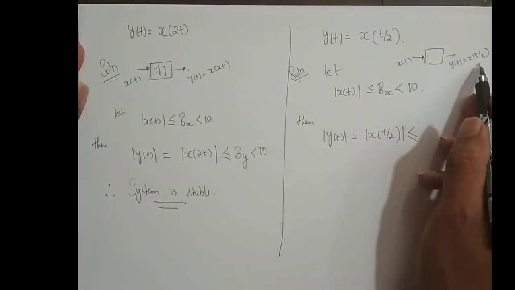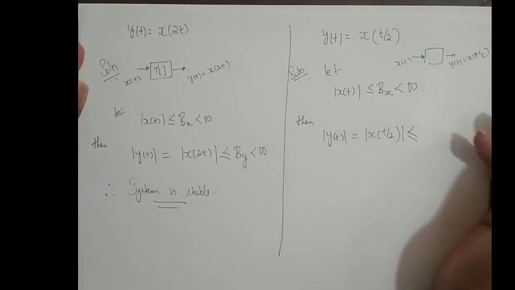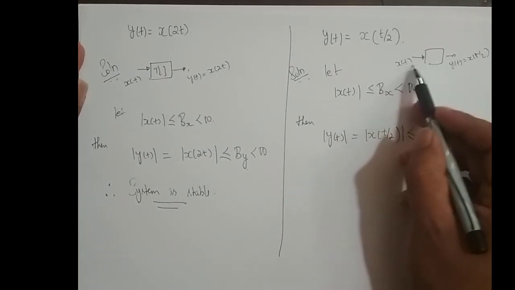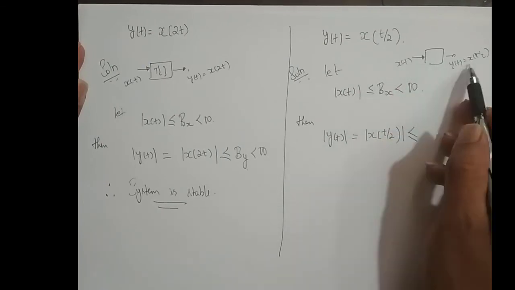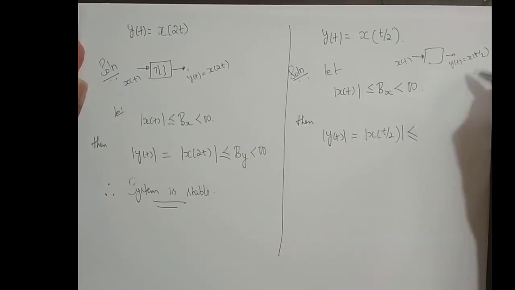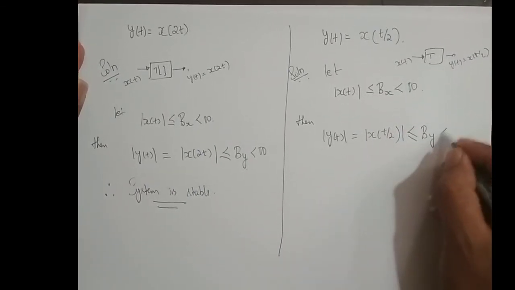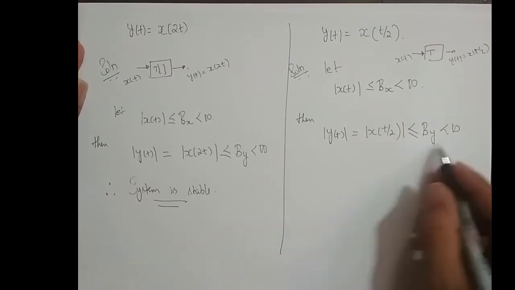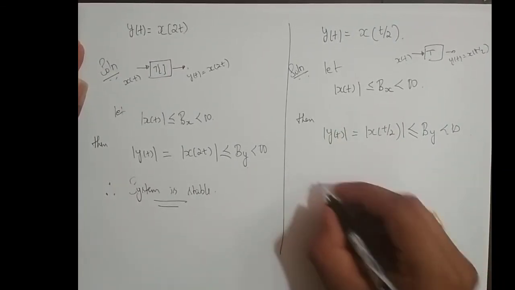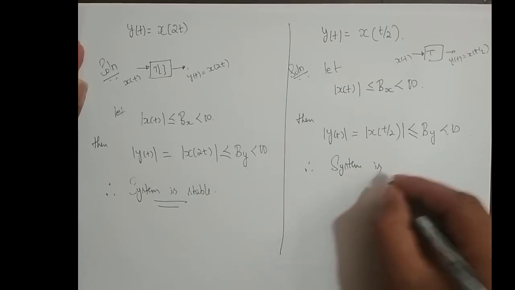Does it do anything to the amplitude of the input signal? No, right? What it is doing is something to the time, but we are not bothered about time. Whatever input signal I feed, I get the same amplitude across the output also. So for every bounded input I get bounded output. So this is less than or equal to By, which is less than infinity. Therefore the system is stable.